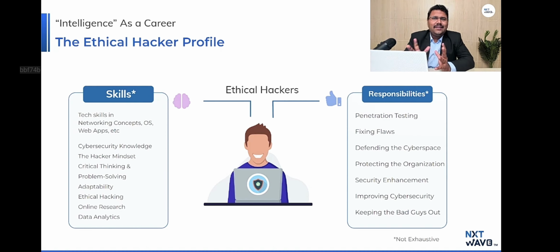Now, what are the typical skills and responsibilities that one would need? As in, if you want to become an ethical hacker, or if you want to go deeper into the field of open source intelligence, what are the skills that you would need, and what are the responsibilities that you would have, right? To speak from a bigger picture, from an ethical hacker's perspective, you would obviously need skills like networking concepts, operating systems, web applications, the basic cybersecurity knowledge, the hacker mindset altogether, critical thinking, problem solving, and other such things, right? Remember, this is not an exhaustive list, and this is not an absolute list as such. This is just to give you a bigger picture of things, okay?